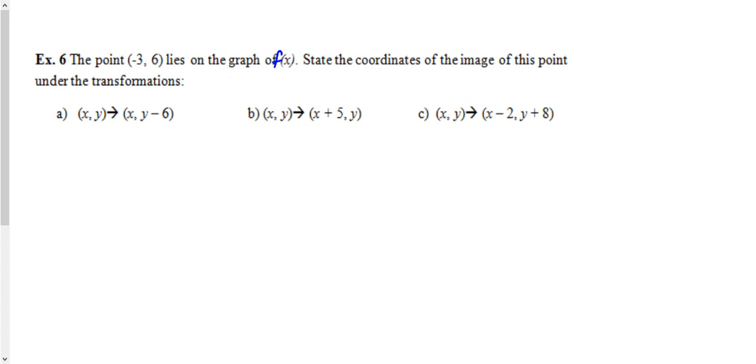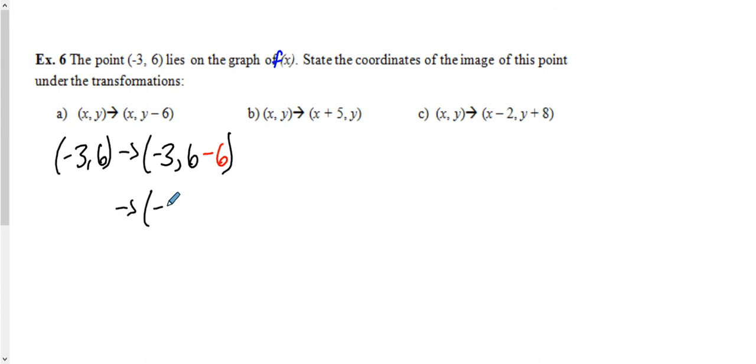So again, very, very similar to the previous questions that we've been doing. So I'm going to start off with my negative 3, 6. That's my original. What's happening to negative 3, 6 there? Well, x looks like nothing's happening, so it's going to stay at negative 3. Y we have is 6 value, 6. And what are we doing to it? We're going to subtract 6, so minus 6 from it. What's our new image? So we have minus 3, and 6 minus 6, of course, is going to get us to 0. So my new coordinate after this first transformation is negative 3, 0.